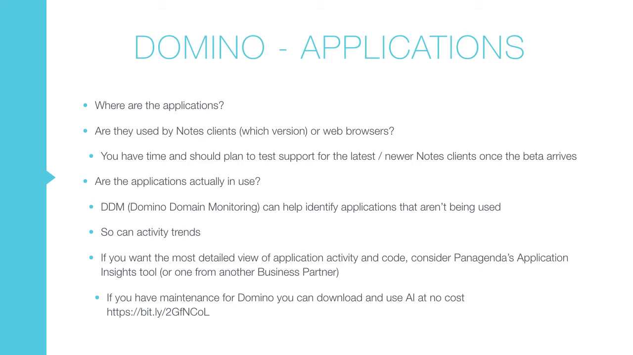If you want a really more detailed view of application activity and your code, there is a product from Panagenda called Application Insights, which is free to you for a year if you have IBM subscription maintenance for your products. There are other products from other business partners out there if you want to search. But if you really want to understand, I've got these applications, I don't know if people are using them, I don't know anything about the code, then you may want to look at one of these tools to help you get a grip on that, because these things can be roadblocks on your path to upgrade. People don't want to break one of their critical applications, so they're reluctant to do the upgrade.